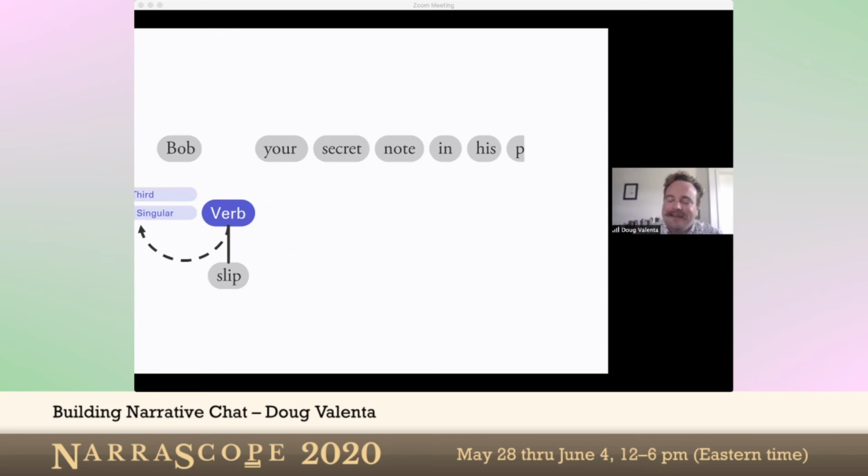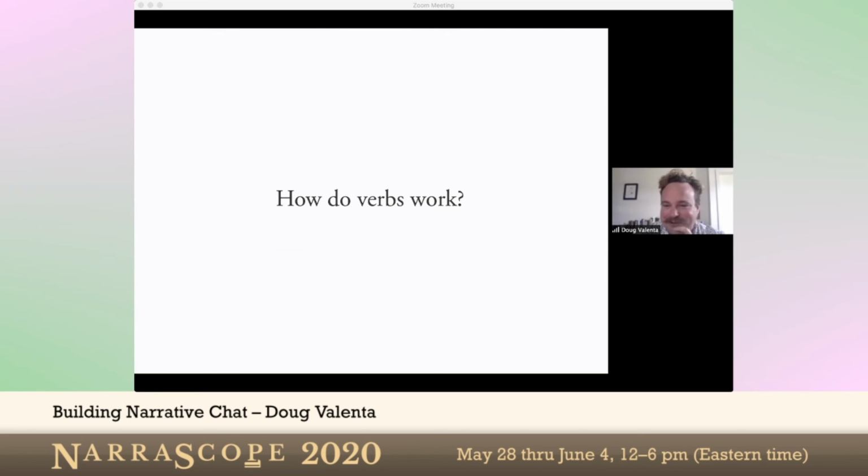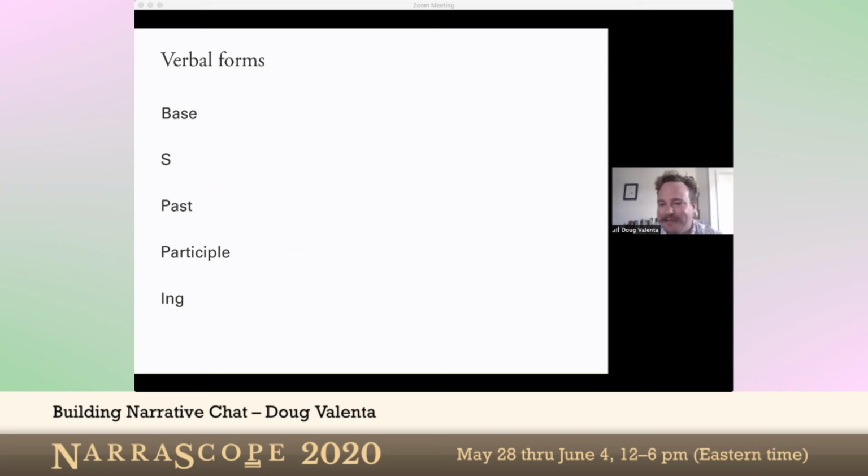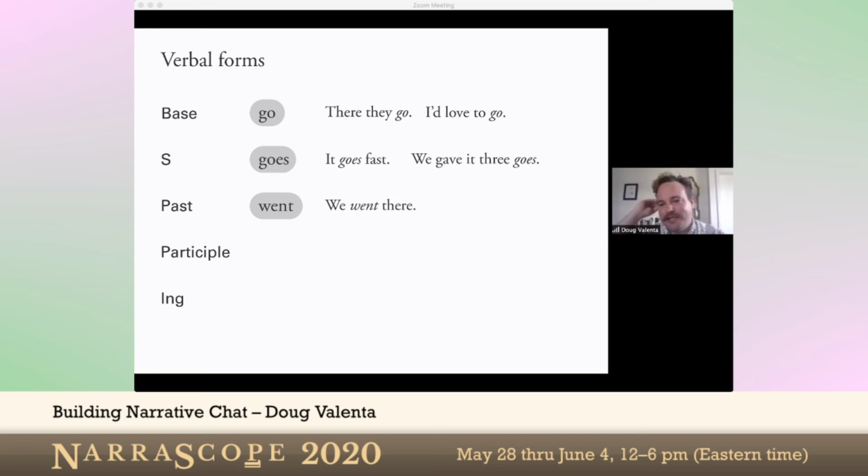To figure this out, we need to stop and talk about verbs for a second. How do verbs work in English? In English, we have five verbal forms, just like we have five nominal forms. They don't really map pleasantly to tenses or anything like that. They have these wonky names, but basically we have a base form, which is like go. We have an S form, which is like goes. We have a past form, which in the case of go would be went. We have a past participle form, which in the case of go is gone. We can use it to describe something that previously went.